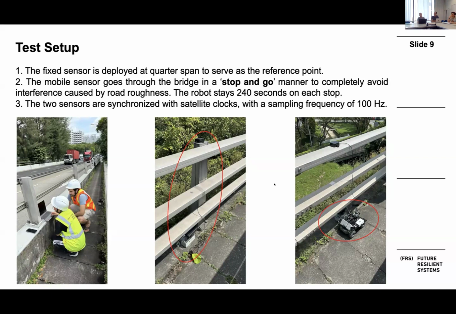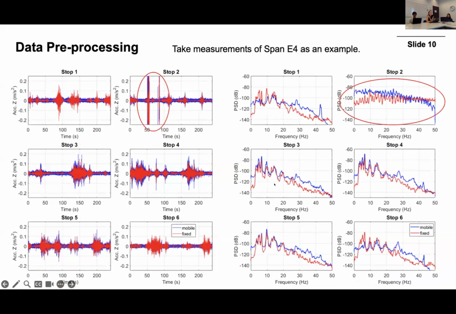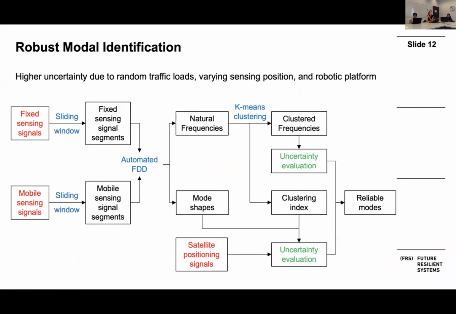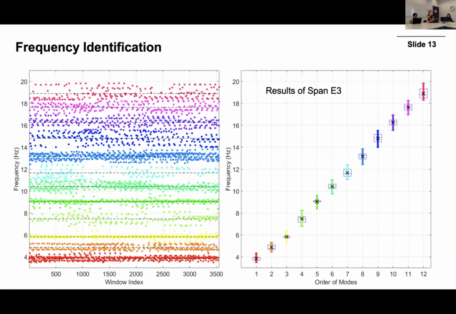Thank you. I also wanted to ask a question, Xudong. After the automated FDD, when you do the clustering of the mode shapes and frequencies, how sensitive is the clustering to the clustering parameters that you are using for the k-means?